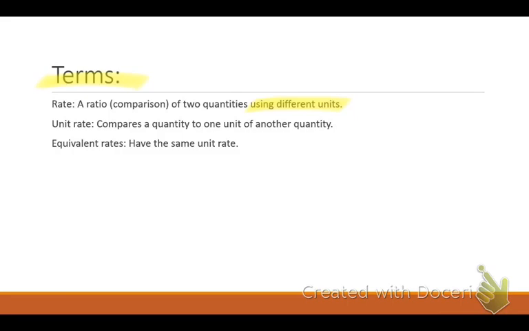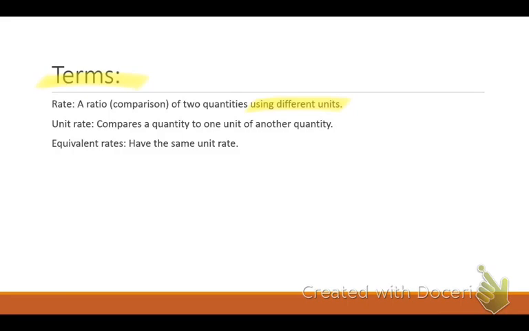The first unit might be cups. The second unit might be tablespoons or grams, or we're going to see all different kinds of units. So here's what's important for this section. You have to label your answers. You have to understand what you're solving for in the first place. And there's an order that we can use. A unit rate, well, what does a unit mean? 1. So it compares a quantity to 1 unit of another quantity. And equivalent rates, that one's kind of obvious.